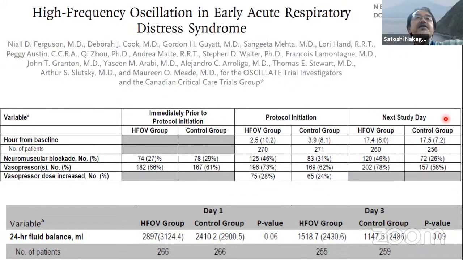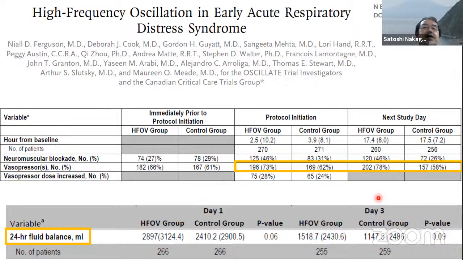These data were taken from the OSCILLATE study, an RCT of high frequency oscillation in the adult population. When we focus on vasopressors, before applying high frequency oscillation, the requirement was almost the same between the HFO group and the control group. However, in the HFO group, the requirement of vasopressors increased after the initiation of HFO, with a further increase on the next day.